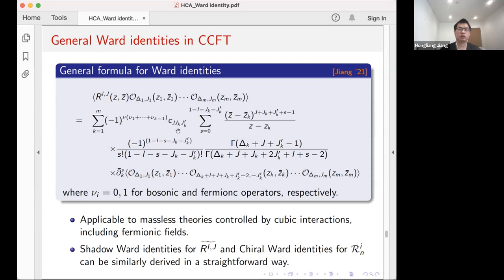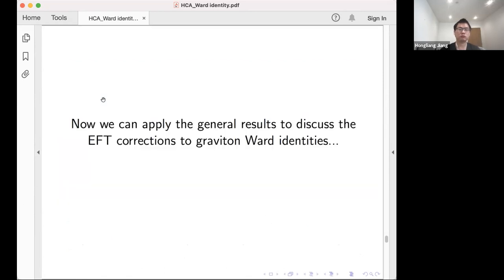And this is the EFT couplings. And there are a bunch of factors arising from the OPE. So this general formula is applicable to massless particles controlled by cubic interactions, either bosonic or fermionic. So this RLJ can be a fermionic current. And finally, we have this general result. So we want to apply it to discuss EFT questions.